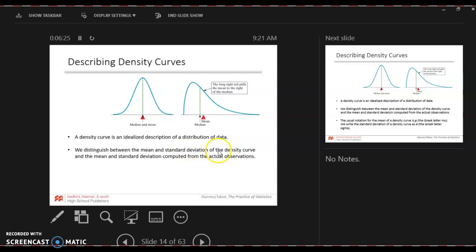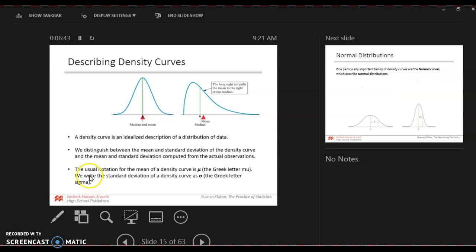We distinguish between the mean and standard deviation of the density curve and the mean and standard deviation computed from actual observations. We'll have some special symbols. We already know x bar is the sample mean, and s is the sample standard deviation. And I believe I mentioned in chapter 1, population means or density curve means we call by the Greek letter mu, and the standard deviation of a population, or for this, a density curve, a generalization based on some histogram sample, we call sigma.